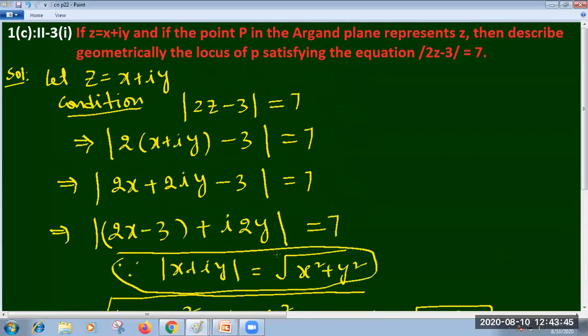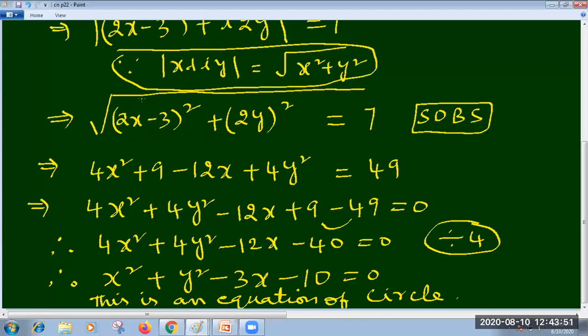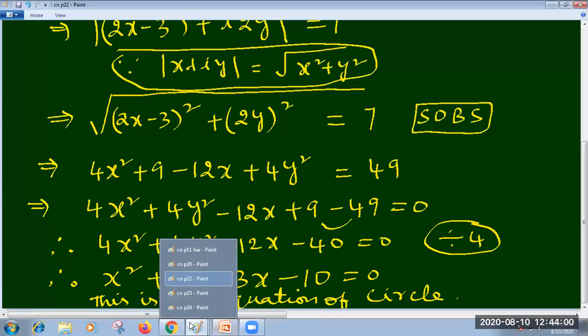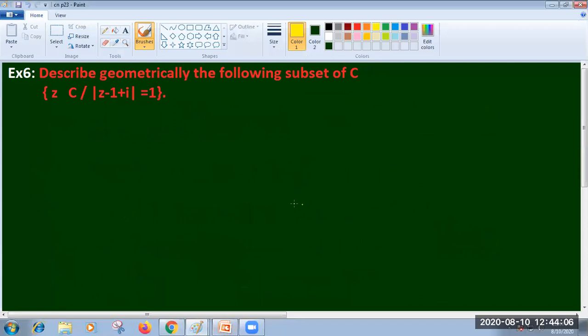Just taking the given condition and substituting z as x plus iy, separating real and imaginary parts, taking the mod and simplifying, you will get the equation of a circle. Very simple problem. Now let us practice this one.